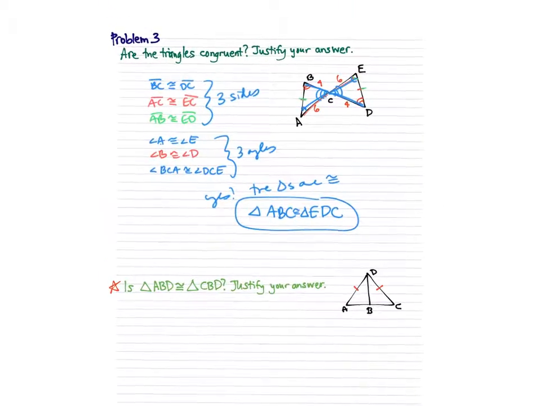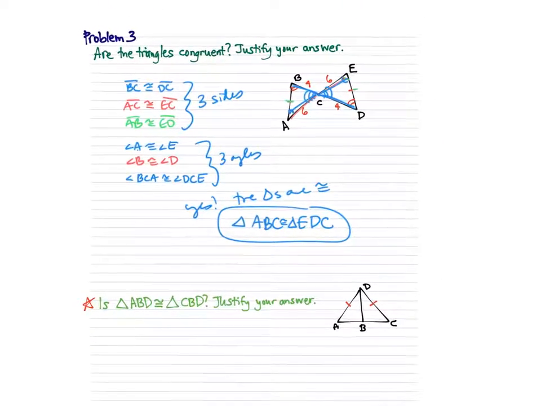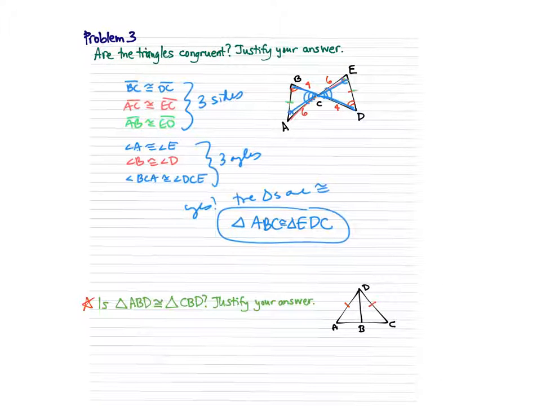It's a little bit harder. There's less information. So maybe they're not congruent. Try it on your own. So this is asking, is ABD congruent to CBD? So try this one on your own and check back for the answer.